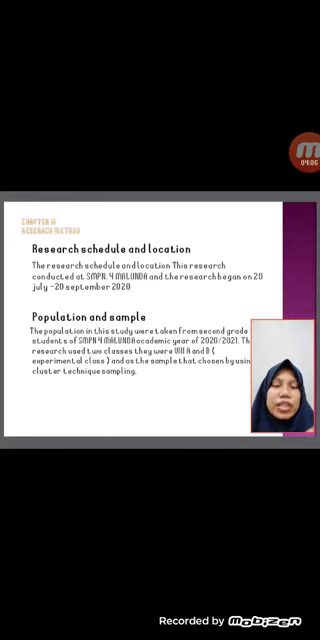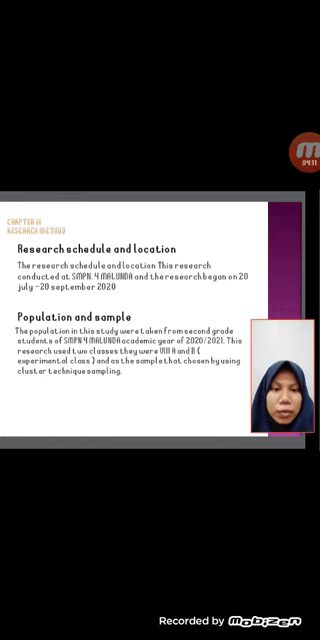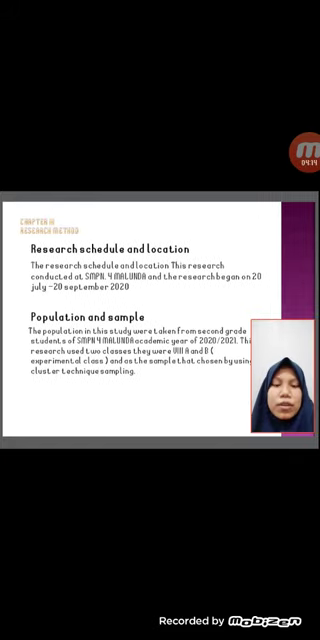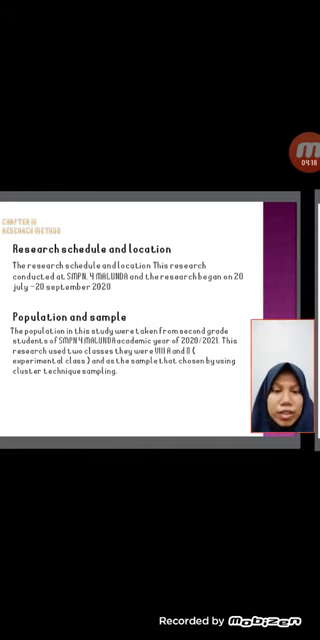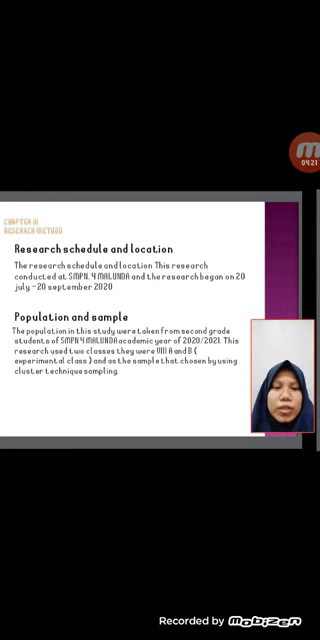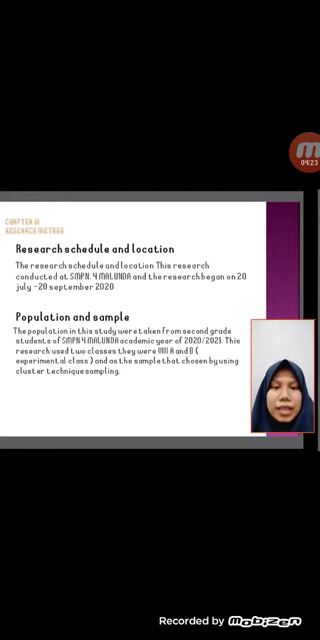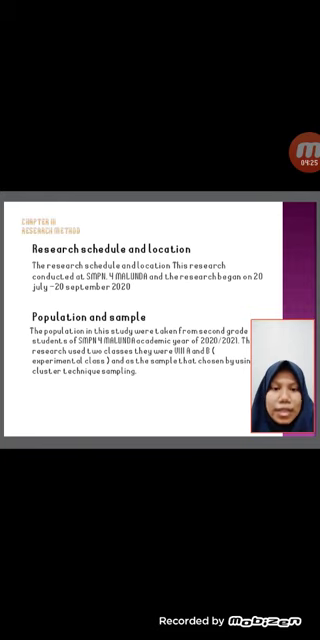And about population and sample. The population in the study was taken from second grade students of junior high school in Malunda, academic year 2020 and 2021. And this research used two classes. They were 7, 8A and B.